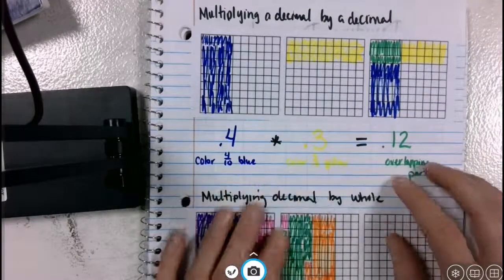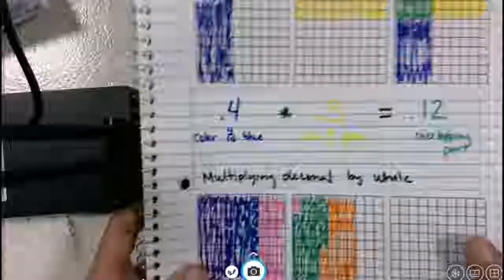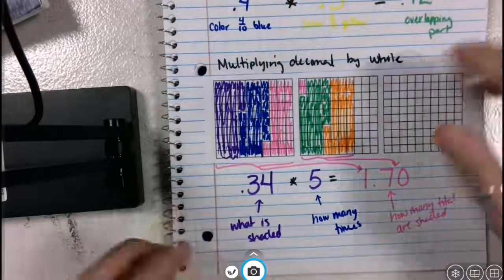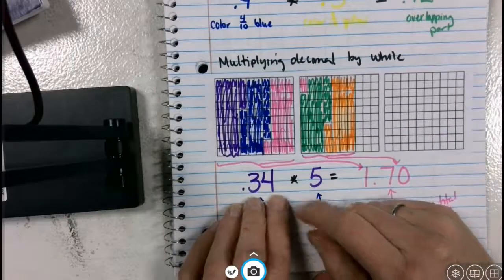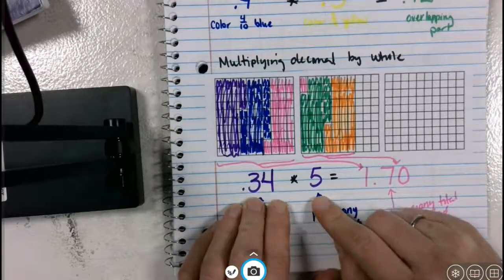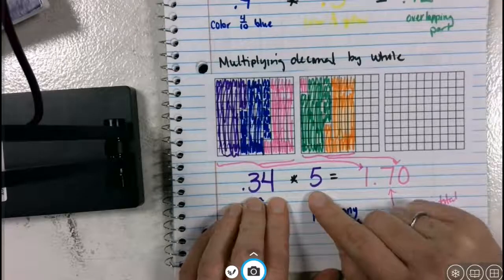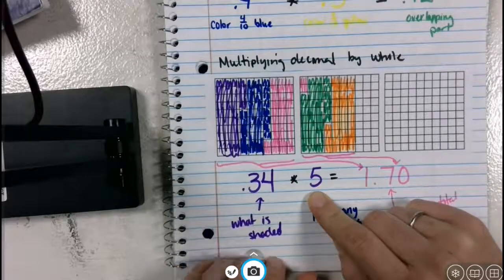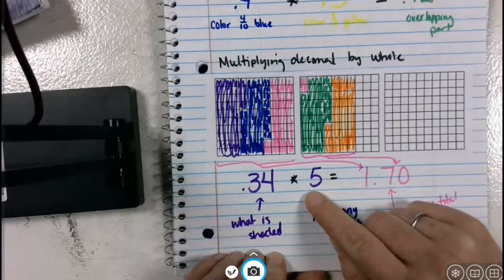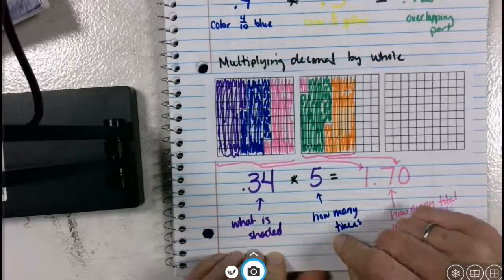times a decimal. So now let's look at multiplying a decimal by a whole number. And here you just need different colors. They don't have to be the same colors that I have. So here I have 0.34 times 5. So my decimal times my whole number. The decimal tells us what I have, so what is shaded, and this whole number tells me how many times I shade it that way.